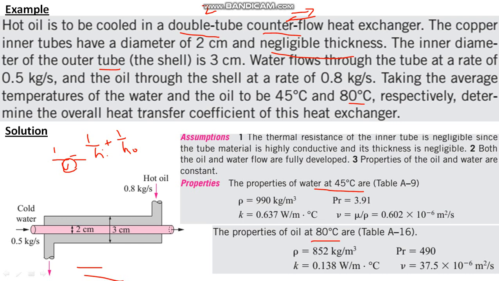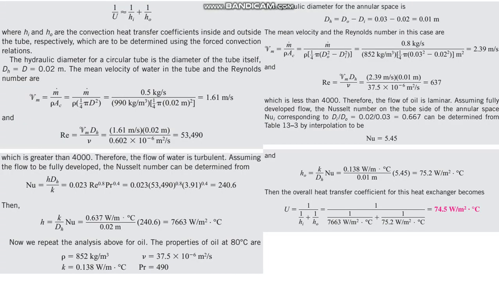Now I have to find hi. How can I find hi? I can find it from the Nusselt number. Nusselt number is equal to h D by k, for the pipe, and since this is the inner tube I use the inner diameter. From the data book I can find k of the fluid, and I know the inner diameter is 2 centimeter, so you put it as 0.02 meter.